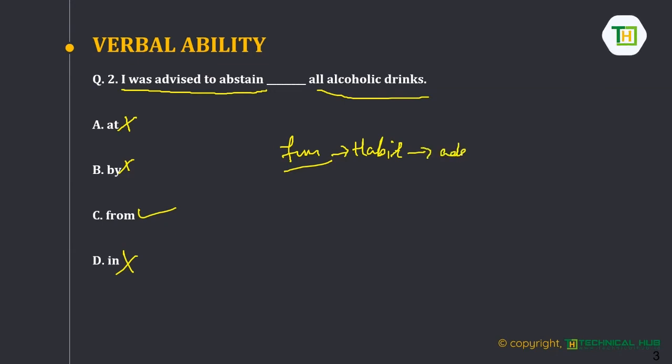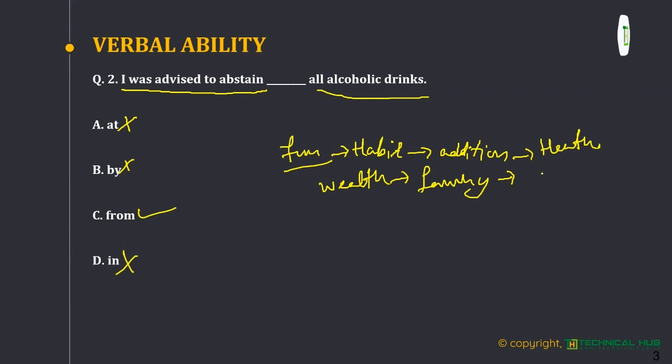Okay, so after that it will spoil your health, wealth, family, relationships, whatnot, everything. But only one gets the benefit, that is government, because alcoholic people are the source of income for them. Okay, that's the thing, and government runs on that, so they promote it. Okay, so you avoid it.